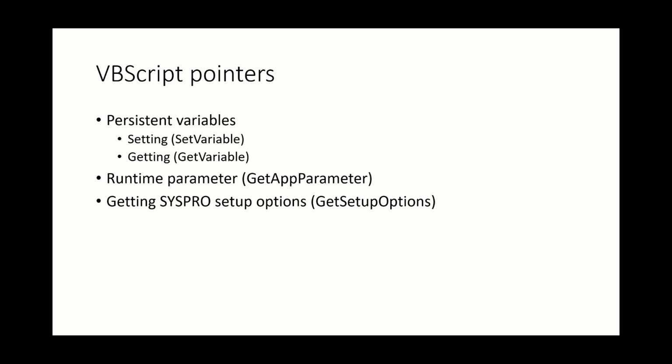The runtime parameters is a callout called getAppParameter. Again, it's a single parameter that can be on the runtime command, on the menu or when you're running it or anything like that. And we can get that back into the code. And then finally, just having a quick look at how you get hold of SYSPRO setup options in your code. So let's just have a quick look.